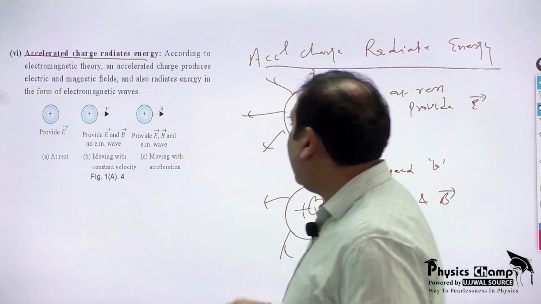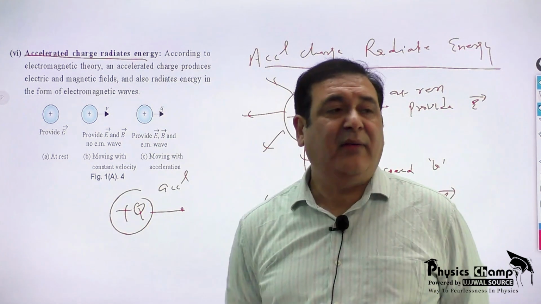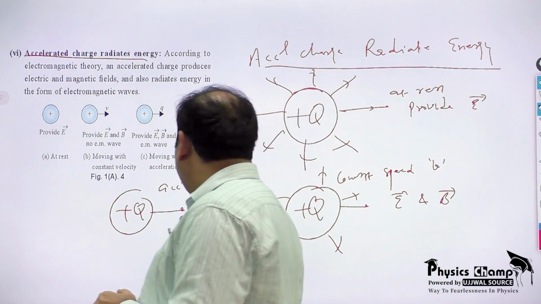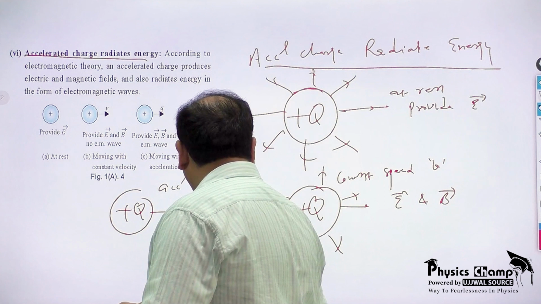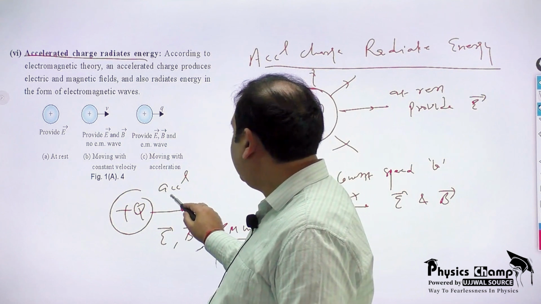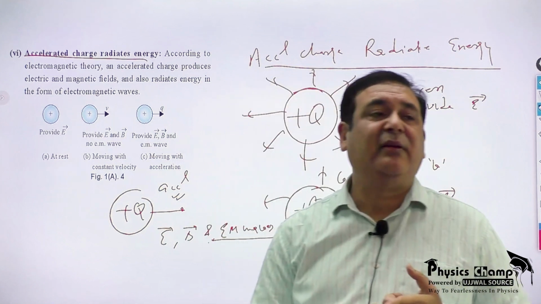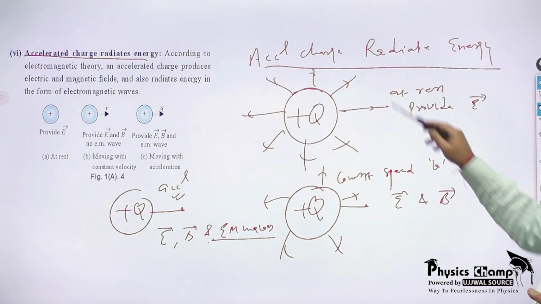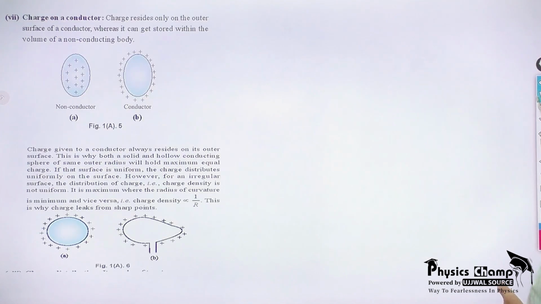But if a charge is accelerated, it provides a variable electric and magnetic field. It means it provides an electric field, a magnetic field, and it also produces electromagnetic waves, it produces radiation. So this is how we say an accelerated charge radiates energy. This is another property of electric charge which we should keep in mind.